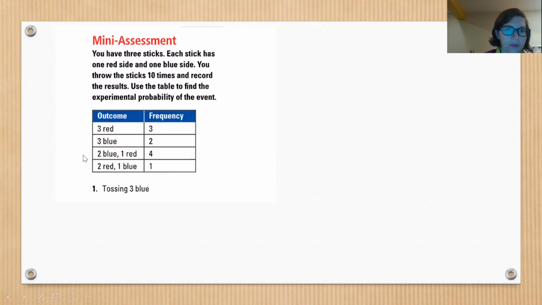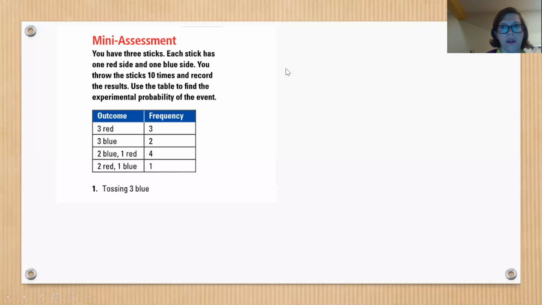All right, so this was the results of our experiment, right? So here's our outcomes: 3 red sticks, 3 blue, 2 blue, 1 red, and 2 red and 1 blue. And then here's our frequency column, right? So 3 red was 3, 3 blue was 2, 2 blue, 1 red was 4, and 2 red and 1 blue was 1. All right, so now that we know that, we are looking at problem 1, which is finding the experimental probability of the event, which is tossing 3 blue.